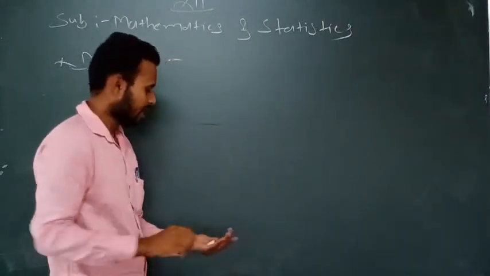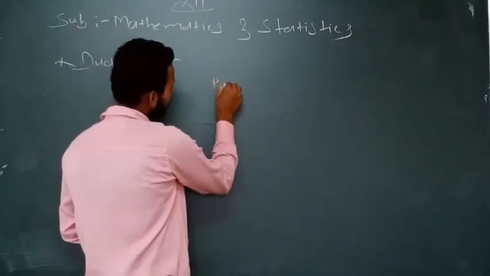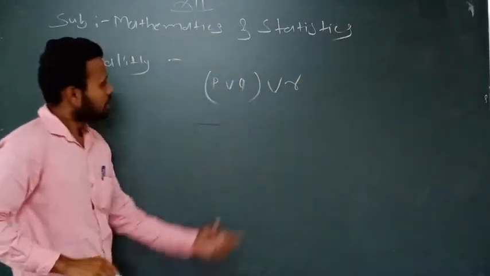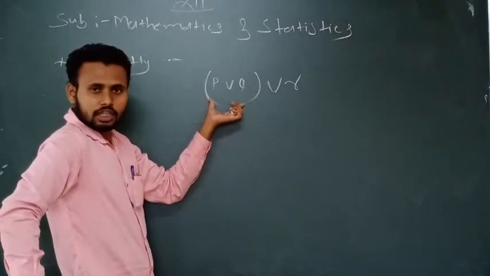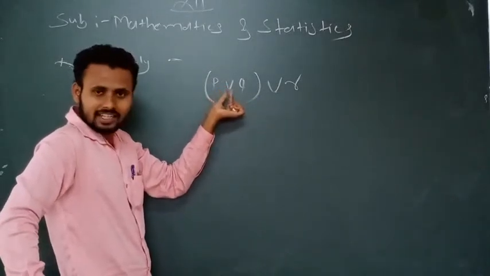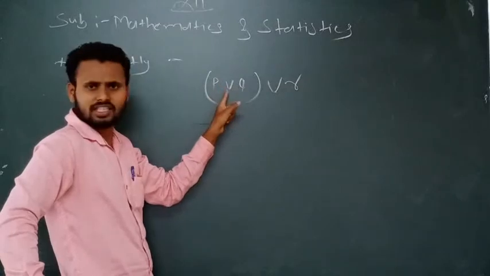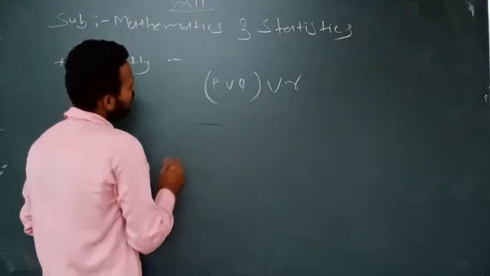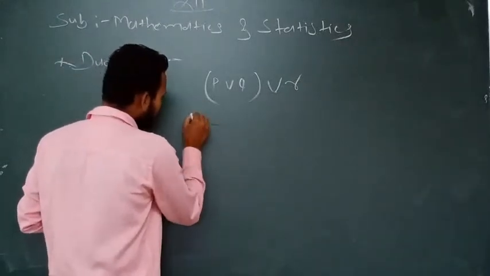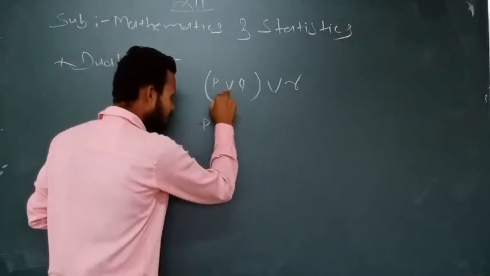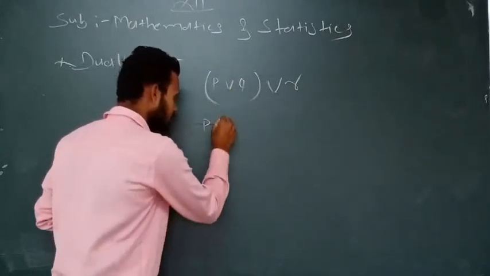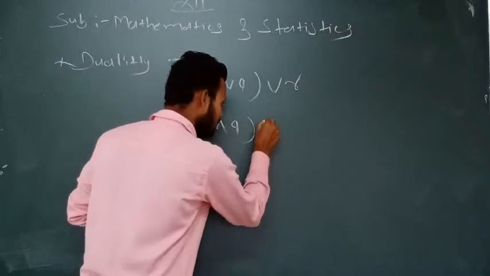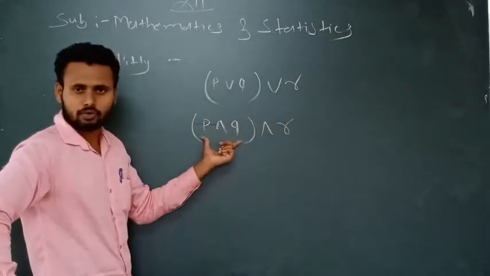For example, find the dual of the following statement. The statement is P disjunction Q, and again disjunction R. Then what is the dual of that statement? By the duality definition, in place of disjunction we will replace conjunction, which is the required dual. So the dual of this statement is P, in place of disjunction we replace conjunction, Q as it is. Then again here disjunction, therefore in place of disjunction we will replace conjunction, which is the required dual of that statement.